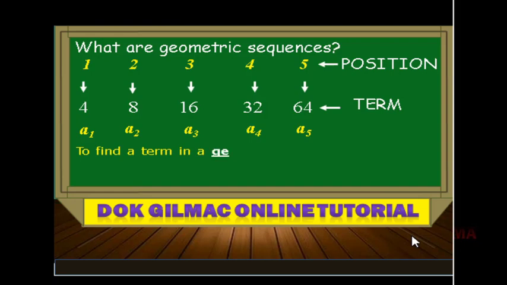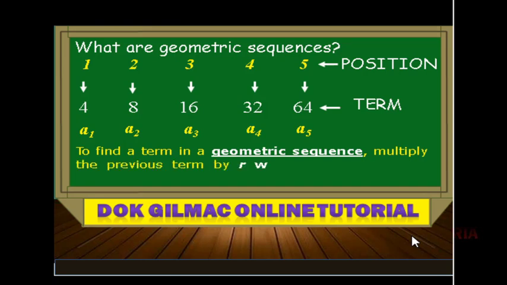To find a term in a geometric sequence, multiply the previous term by r, which is the common ratio. So take note of that.